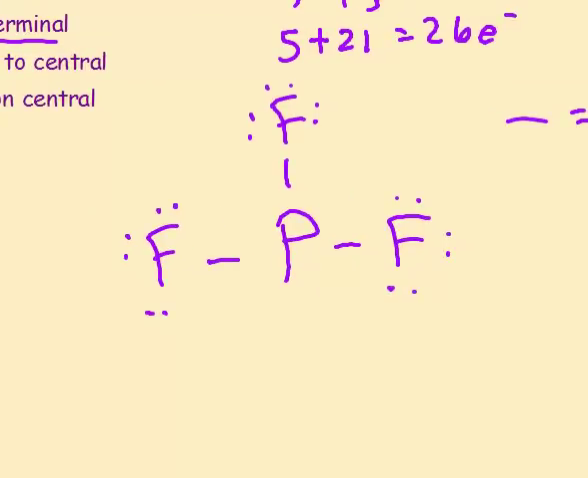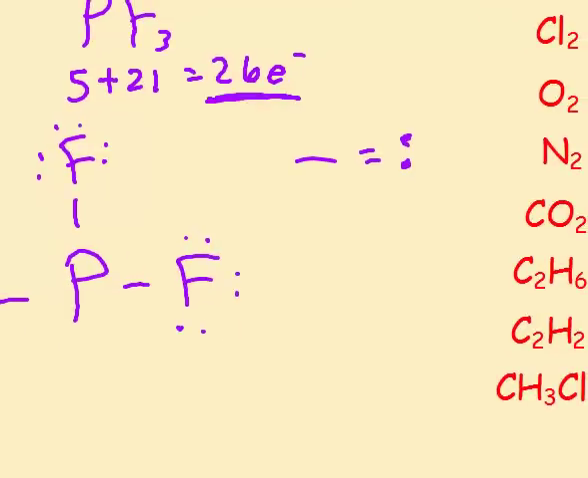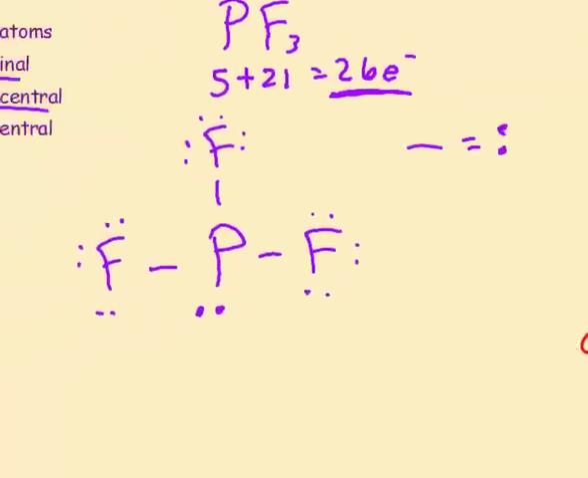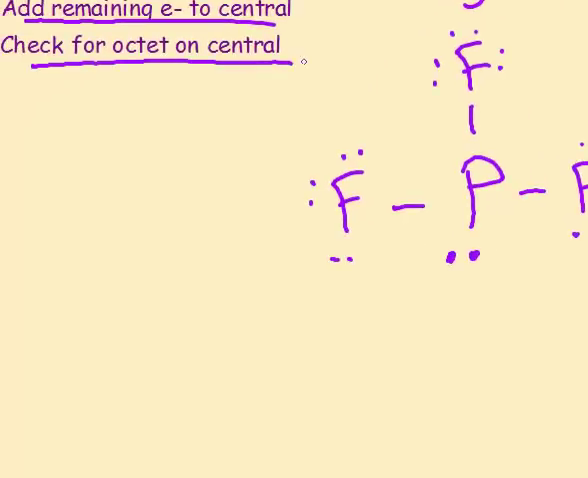Add the remaining electrons to the central atom. So now I have to count how many I have used up. I've used 8, 8, and 8. So I've used up 24 electrons. Well, I had 26 electrons. So that means I have 2 extra ones. And so you add the remaining ones to the central atom as a pair. And then check the central atom for its octet. Well, it has 2, 4, 6, 8. So I've used up all 26 electrons. Everybody has their octet.